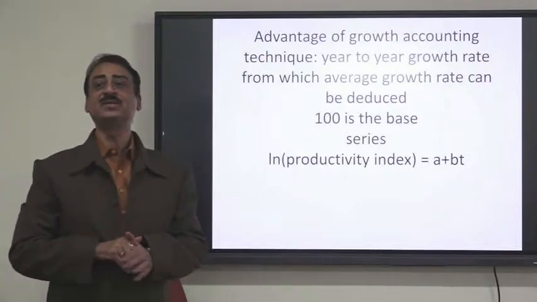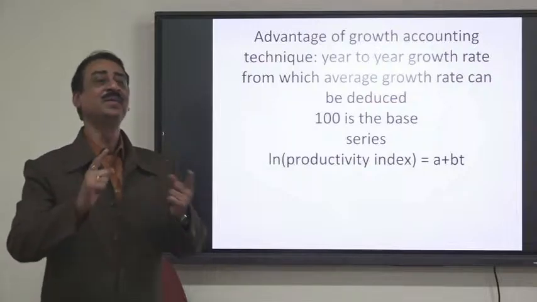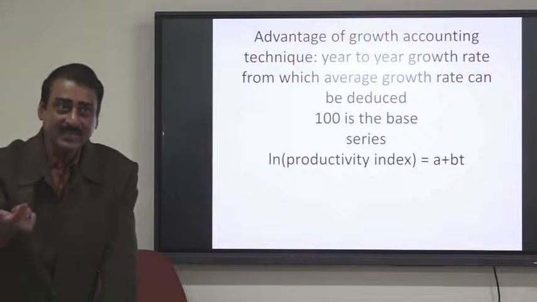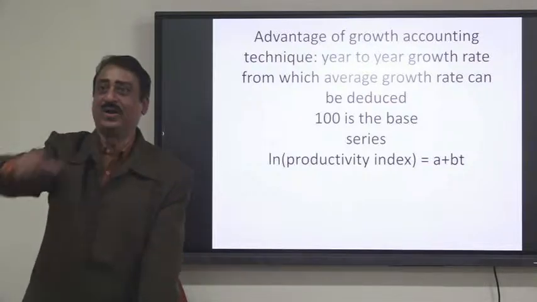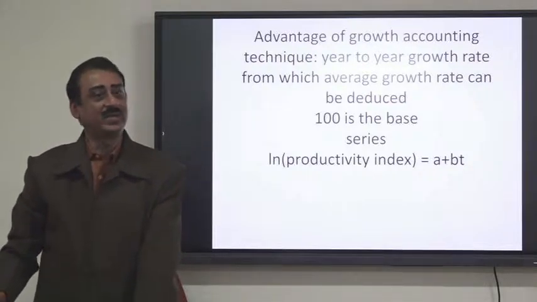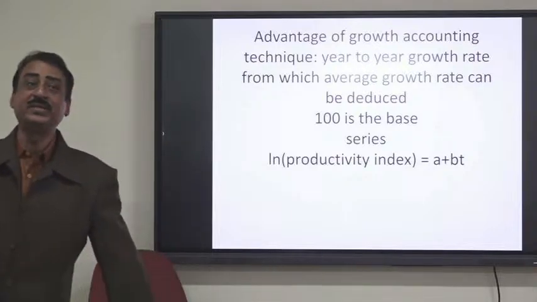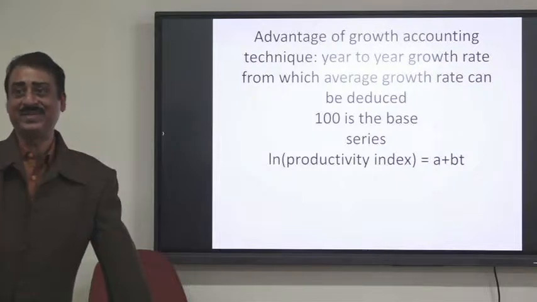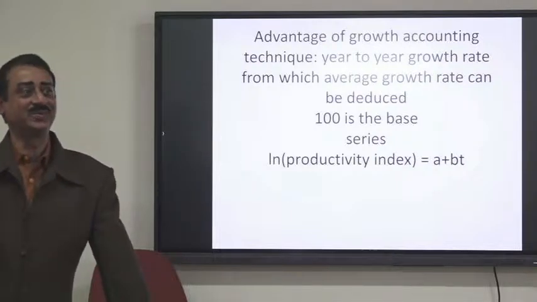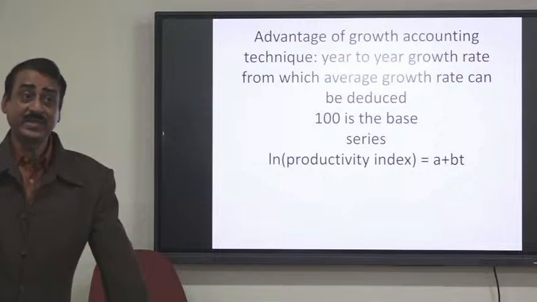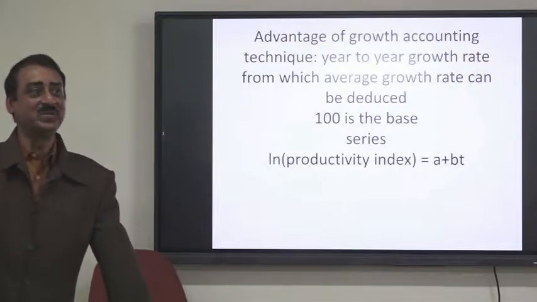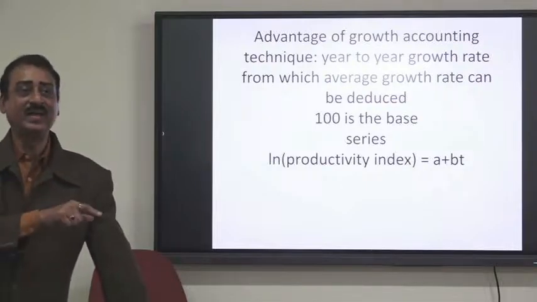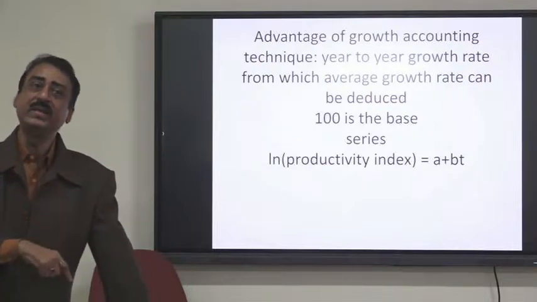So I would say that the growth accounting technique has both the advantages. It can give you year-to-year growth rates, and from that you can also calculate the overall average rate of growth in productivity. Whereas the pure econometric technique will give you only the average total factor productivity growth rate over a period, but it cannot give you the year-to-year growth rate. So the pure econometric technique may be more appropriate, but it is not able to give you the year-to-year fluctuations and the average both. Whereas your growth accounting technique can give you both.